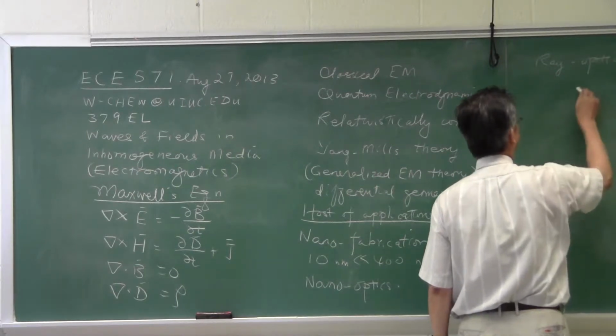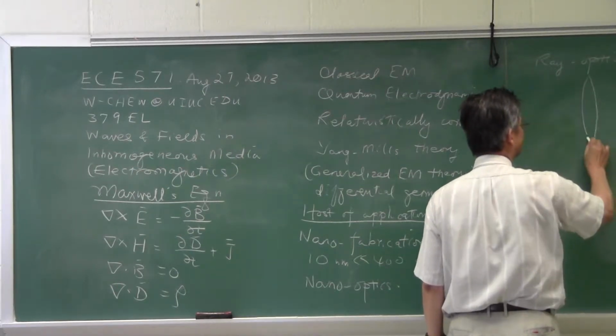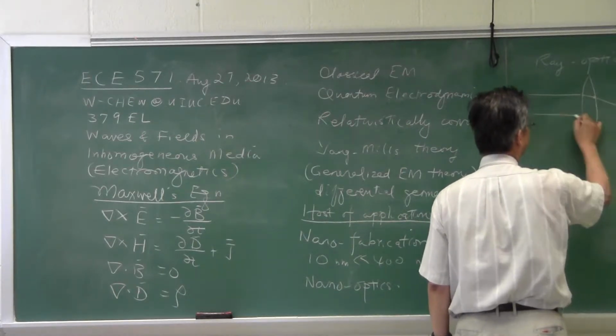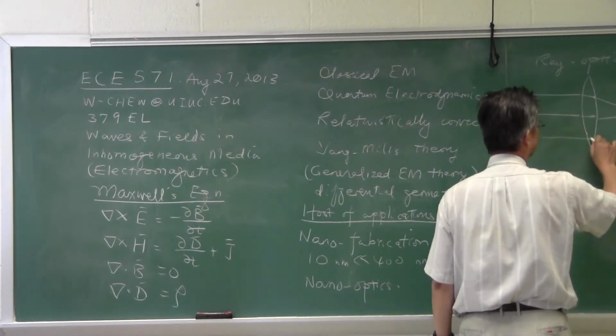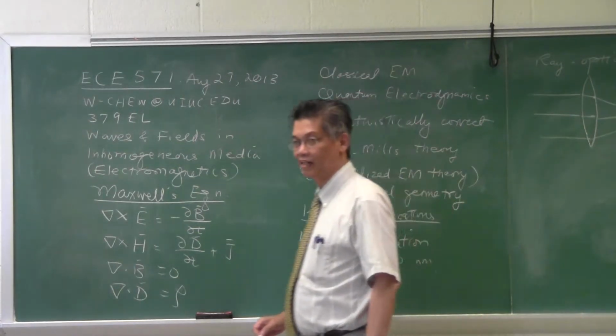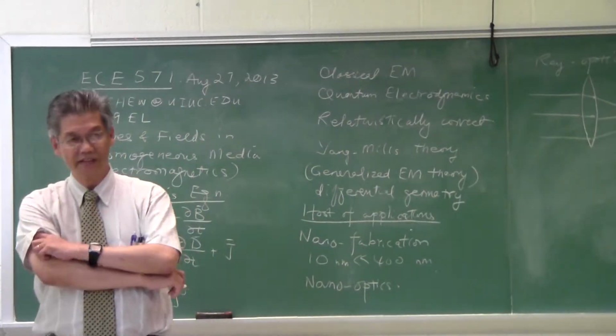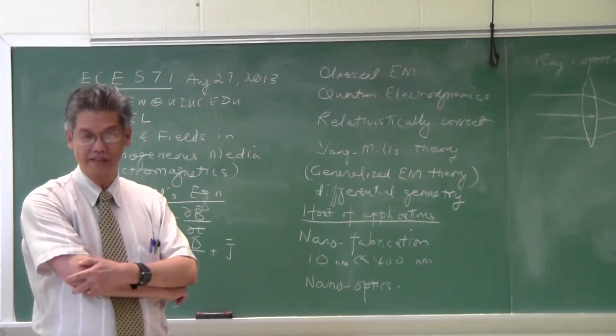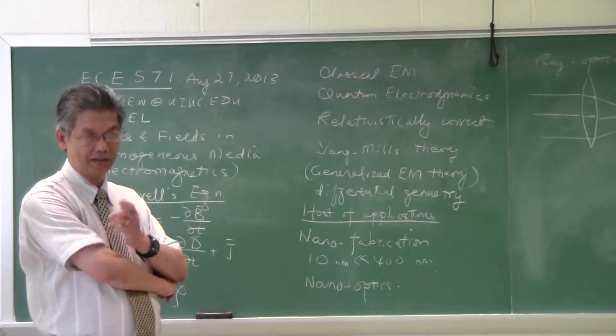Because things are so large compared to wavelength, you can essentially simplify things by ray. You can understand how lenses work by just ray tracing, and you can design a lot of optical elements by just using ray tracing. But this was the time when optical elements were much larger than wavelength. But now things are different.